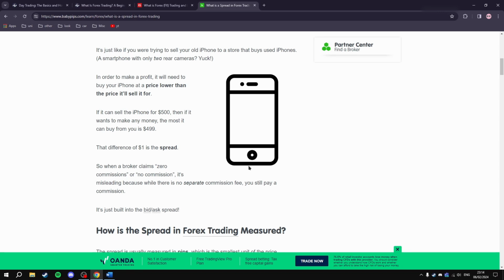If it can sell the phone for $500, then if it wants to make any money, the most it can buy from you is $4.99. That difference of $1 is a spread. So when a broker claims zero commissions or no commission, it's misleading because whilst there is no separate commission fee, you still pay a commission. It's just built into the bid-ask spread.